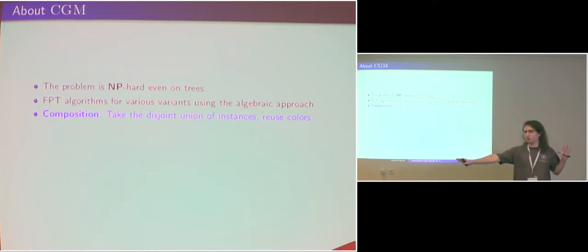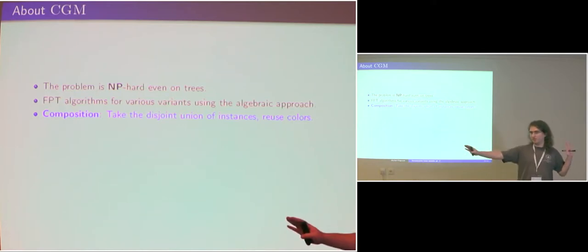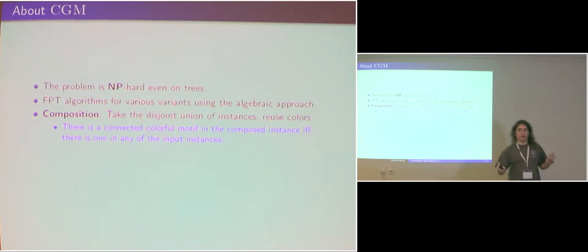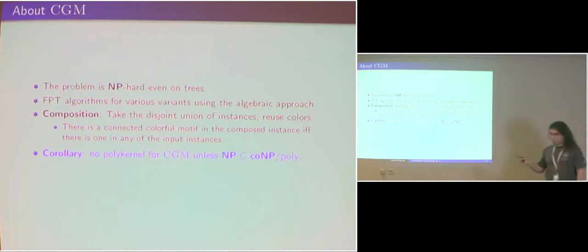I take just the disjoint union, but I reuse the colors. So the color red in the output instance is the union of color red in the input instances. And then a graph has such a colorful connected graph motif if and only if one of the connected components had it, because it needs to be connected. Good, so there is no polynomial kernel for this problem unless stuff happens.